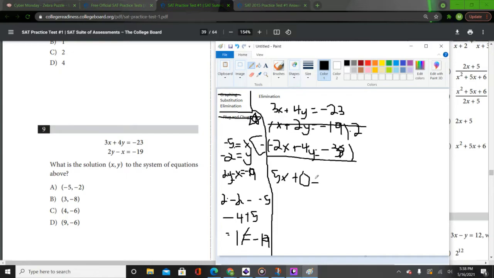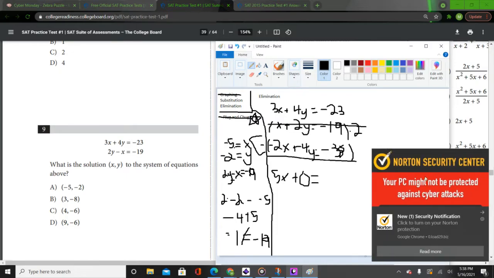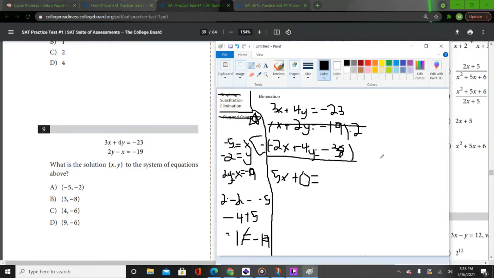And then that equals, and then we have a negative 23 minus a negative 38, or a negative 23 plus 38, or really 38 minus 23, which is just 15. And then we have x is equal to 3. And that's part of our answer.